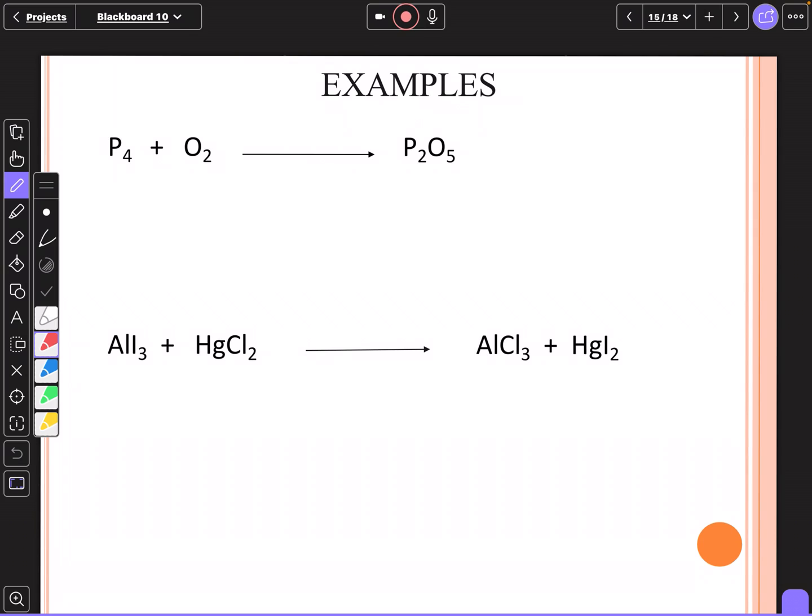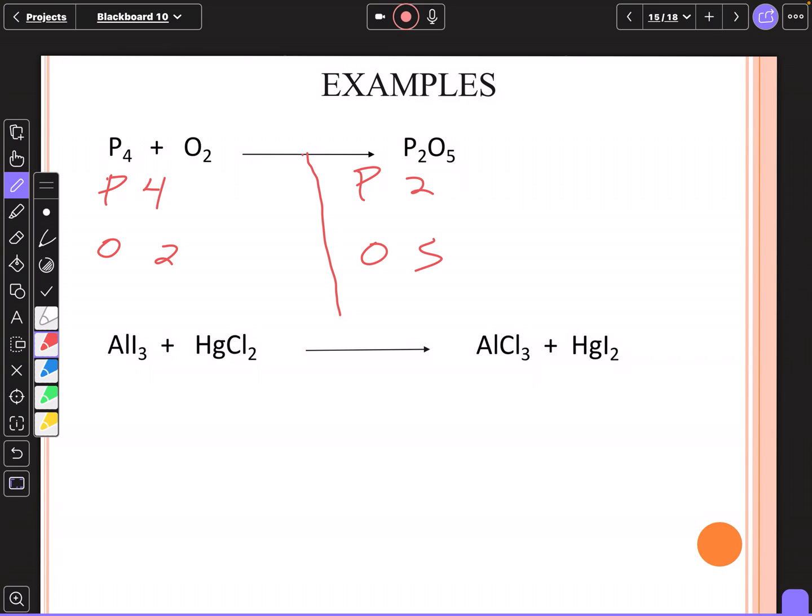Okay, a few more examples, and today we're going to work some easy ones, and they're going to get progressively harder over the next few days. Again, I need to balance this. I check it, and it's not balanced. And if it is balanced, I would just write already balanced. I wouldn't have to do anything. This is made up of phosphorus and oxygen. I got 4 on the left of phosphorus. I got 2 oxygens. On the right, I got 2 phosphorus and 5 oxygens.